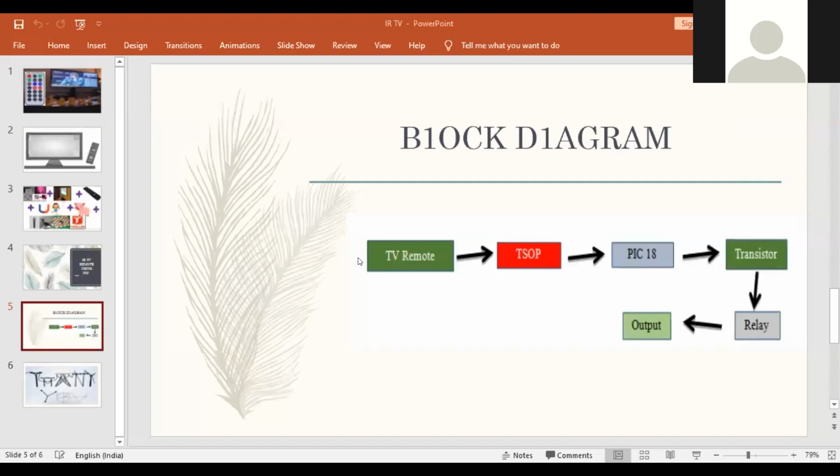TSOP is the receiver in the television, and the PIC is also in the television, with a transistor, relay, and as usual the desired output. In a TV remote, there are so many buttons. The manufacturer fixed different binary values for each button. For example, take the volume up button. The binary value of 6 is 0110. Suppose the manufacturer fixed 0110 for the volume up button.